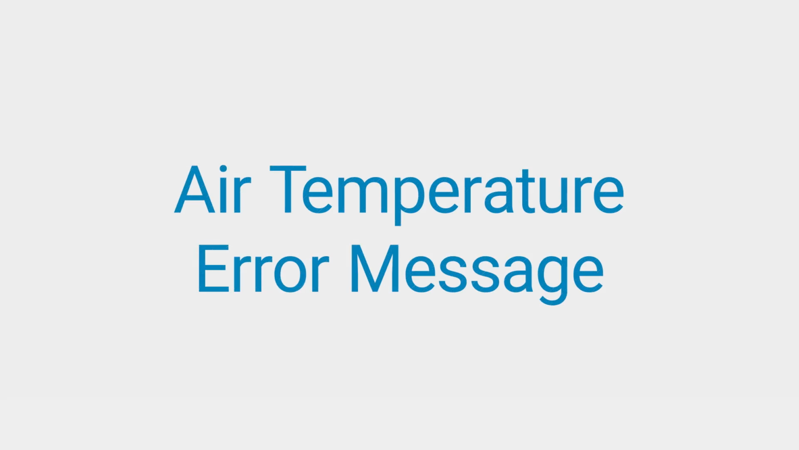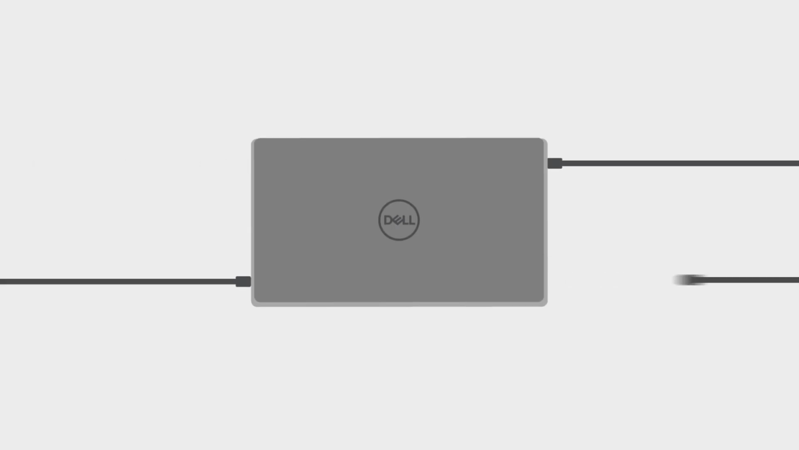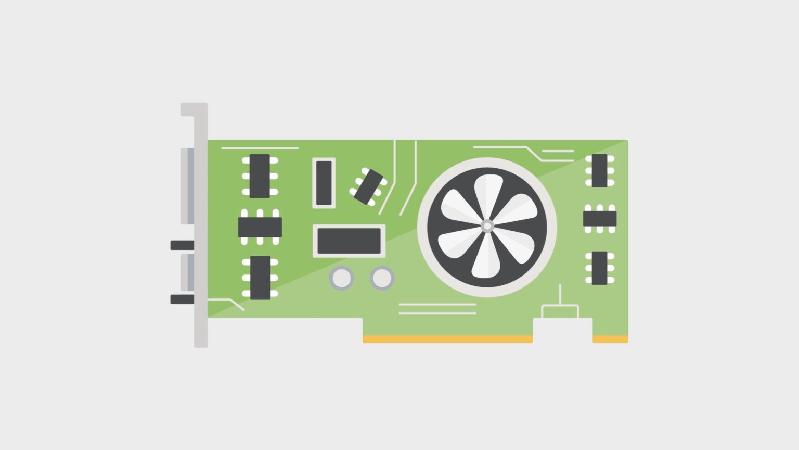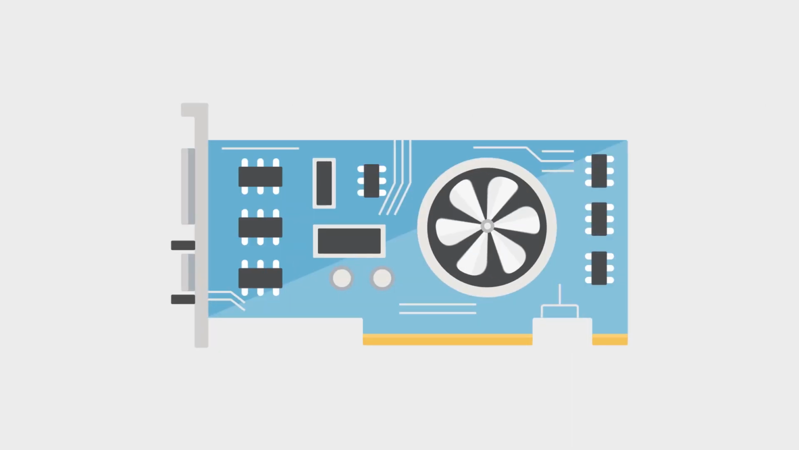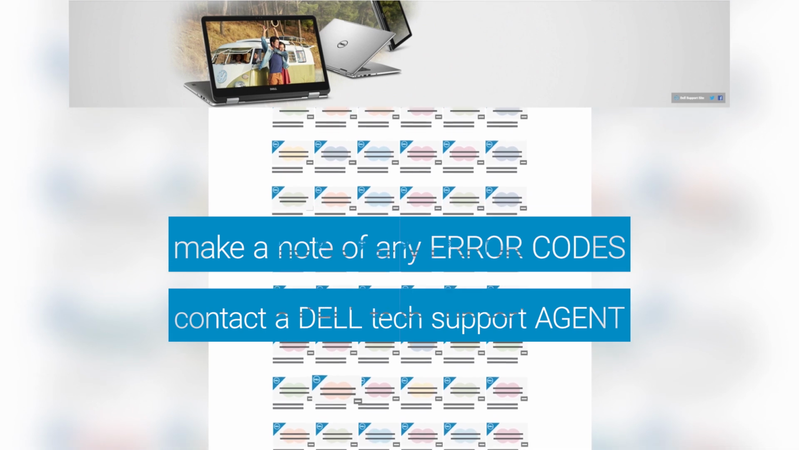If you get an air temperature error message, clear the system event log in BIOS. Check for dust and other debris in the PC's fans, and remove all third-party hardware from the PC. If your PC is equipped with a video card that has its own fan, verify that its fan is spinning properly, and if it isn't, replace the video card. Next, run the EPSA Diagnostic Test. If any problems are detected, make a note of the error codes, and contact the Dell Tech Support agent and inform them of the error codes.